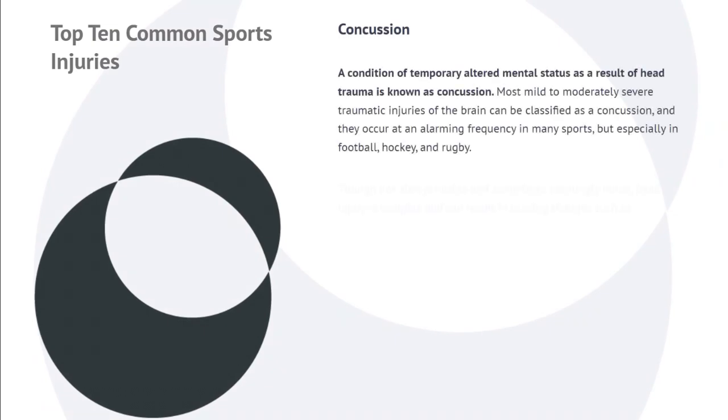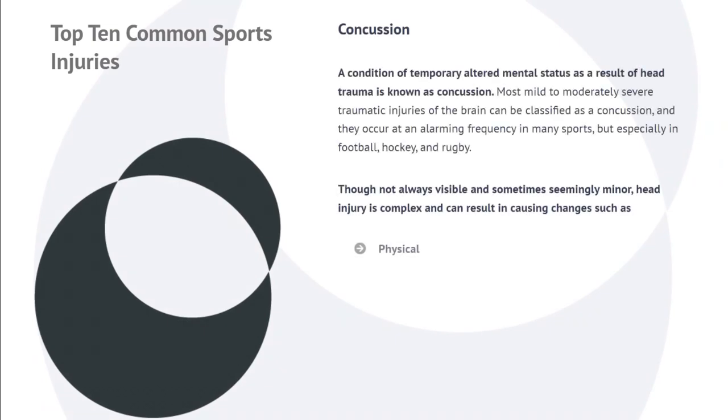Concussion. A condition of temporary altered mental status as a result of head trauma is known as concussion. Most mild to moderately severe traumatic injuries of the brain can be classified as a concussion, and they occur at an alarming frequency in many sports, but especially in football, hockey, and rugby. Though not always visible and sometimes seemingly minor, head injury is complex and can result in causing changes such as physical, cognitive, social, vocational.